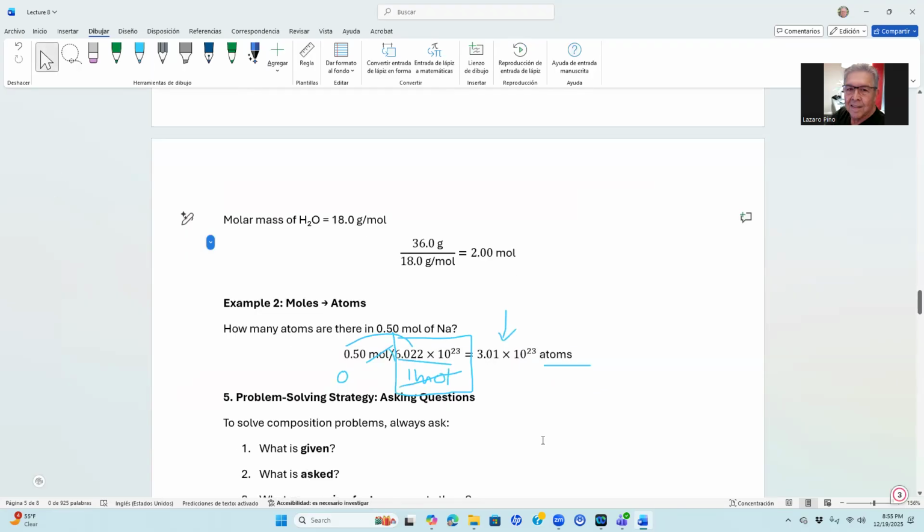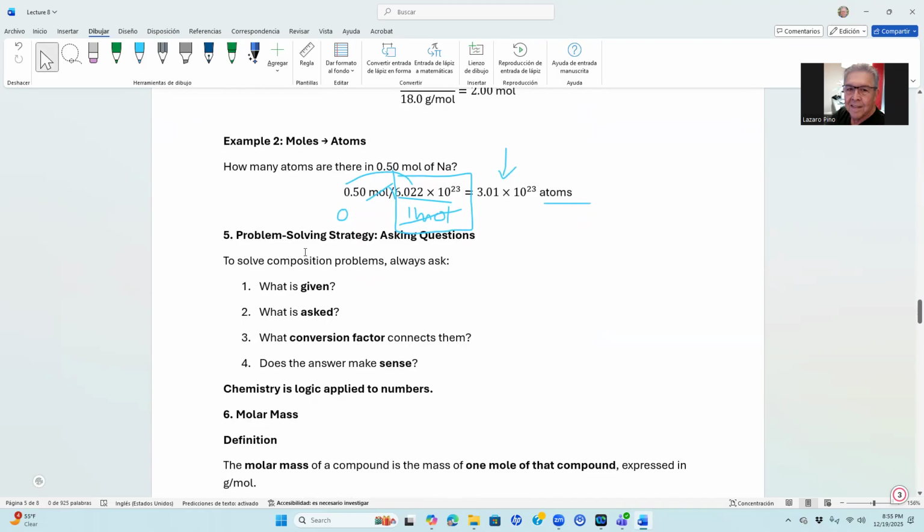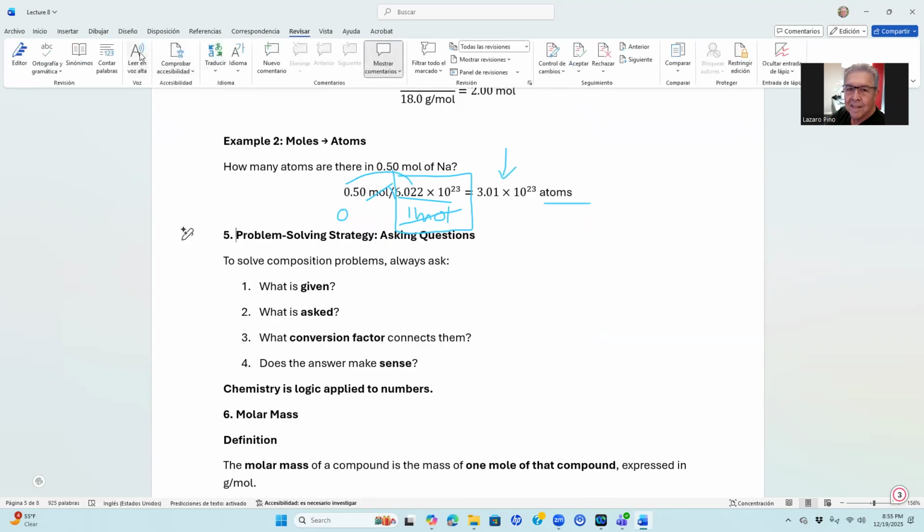Let's continue. Problem solving strategy. Let's go step by step and you will understand it. Problem solving strategy, asking questions. To solve composition problems, always ask: what is given? What is asked? What conversion factor connects them? Does the answer make sense? Chemistry is logic applied to numbers.